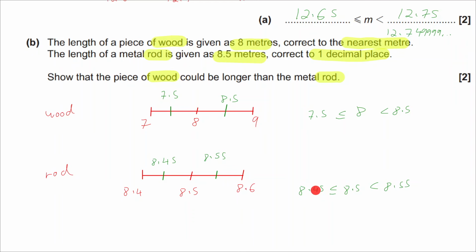Check it makes sense. If you round 8.45 to one decimal place, you do get 8.5. Anything smaller, you wouldn't get 8.5. And then the biggest number that's going to work just below this number, you would indeed get back to this here. Now the question is saying, show that the piece of wood could be longer than the rod.